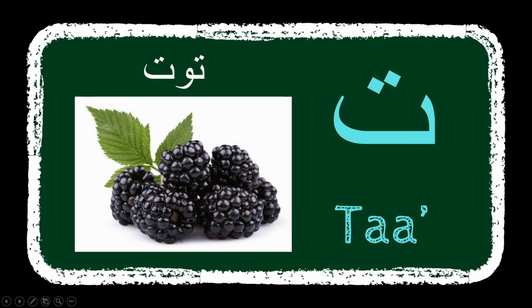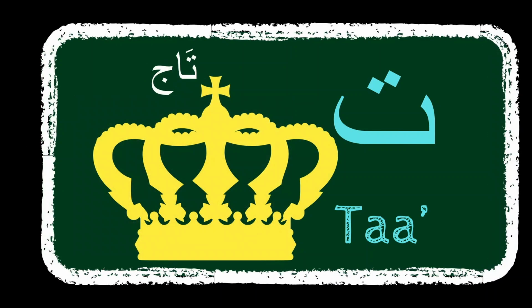This word here is toot, toot. And like you can see, it has ta in the beginning and in the end. Toot means berries. And then we have ta, taj, which means a crown. Okay? We have ta, taj.